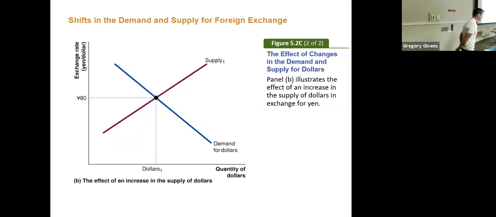Let's suppose that US consumers suddenly increase their demand for Sony high-def televisions made in Japan. What would we expect to see happen then to the exchange rate in this foreign exchange market? This time, US consumers are increasing their demand for a foreign product. Lauren, go ahead.